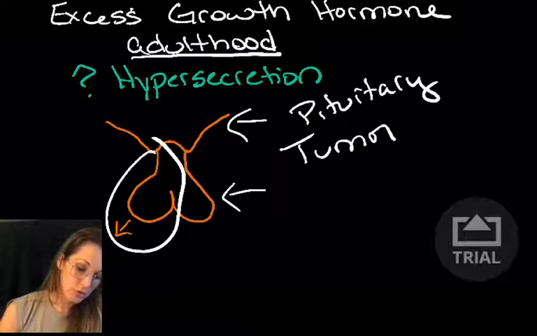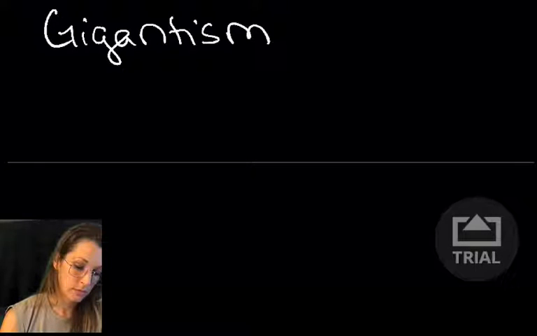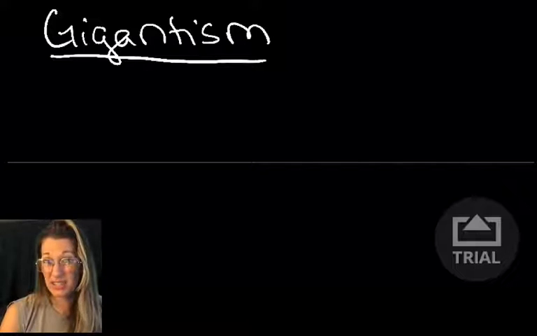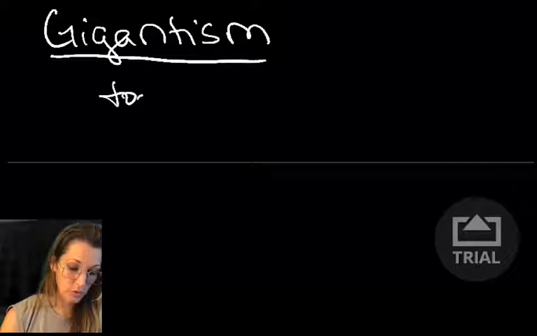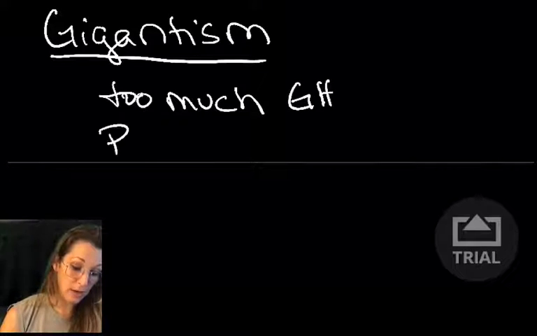The juvenile form of this is simply called gigantism. And this is essentially the same thing. This is too much growth hormone. But this is too much growth hormone prior to puberty.